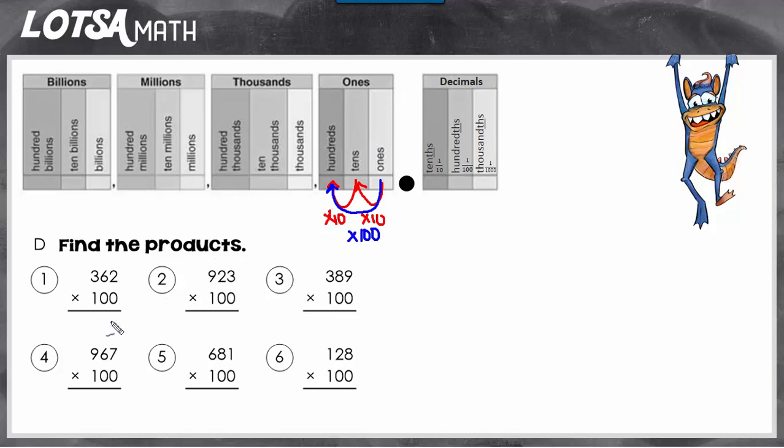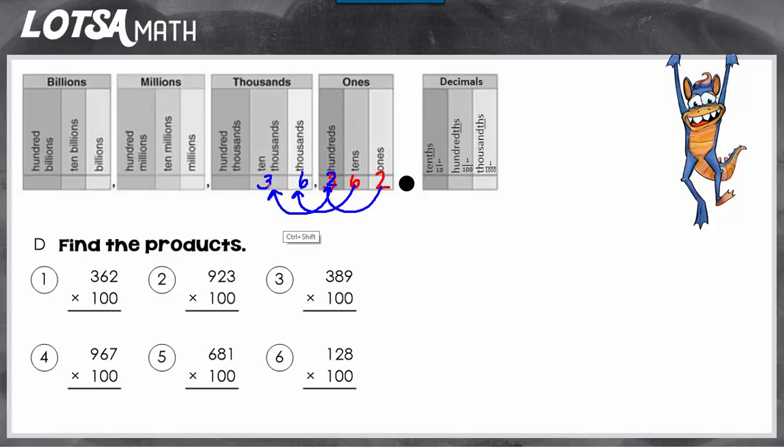Let's look at number 1. It says 362 times 100. Here we have 362 on the place value chart. If we want to multiply 362 by 100, all we need to do is multiply each digit by 100. And to do that, we just move each digit 2 places to the left. The 6 is going to move 2 places to the thousands place. And the 2 is going to move 2 places to the hundreds place.